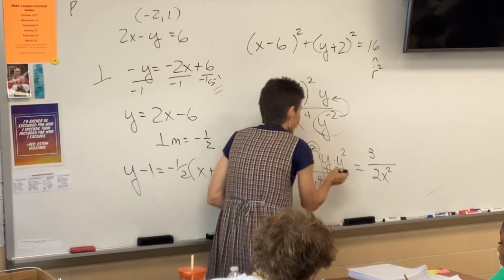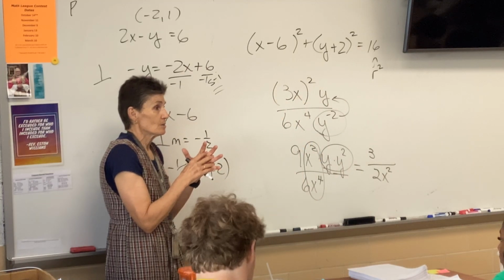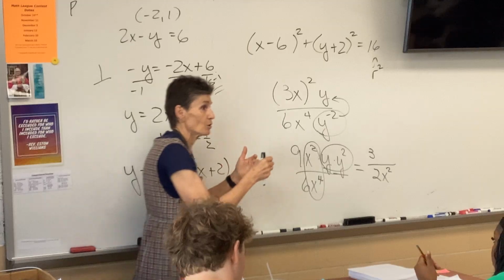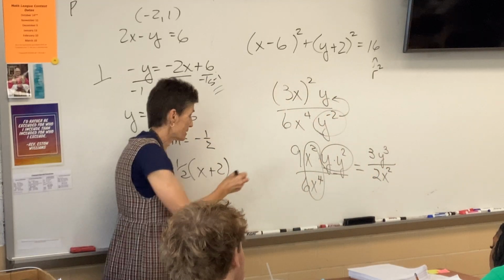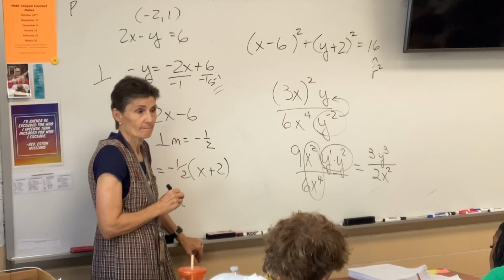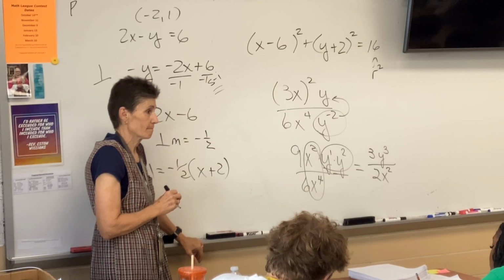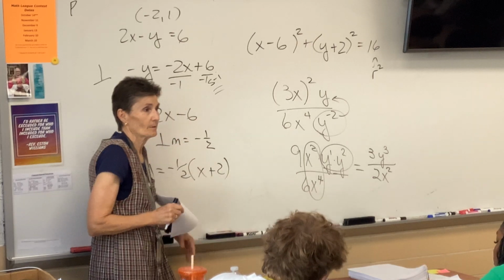These guys don't cancel because they're right next to each other, so they combine. So you have 1 and 2, so you got a total of 3, because that's a 1 right there. Alright.